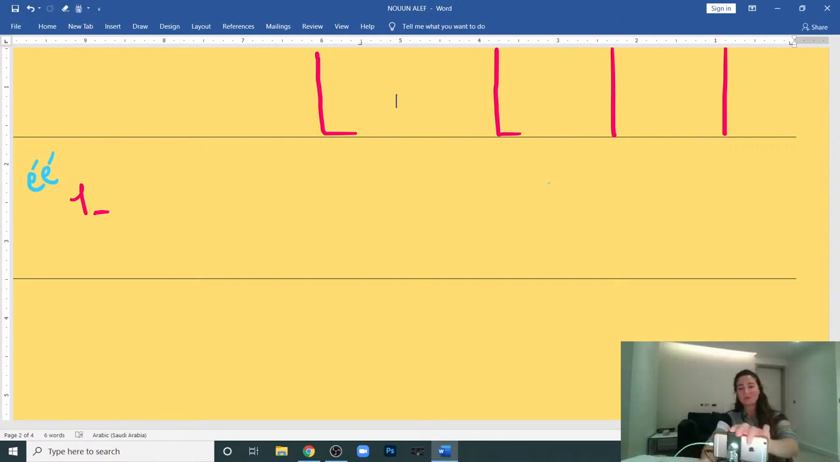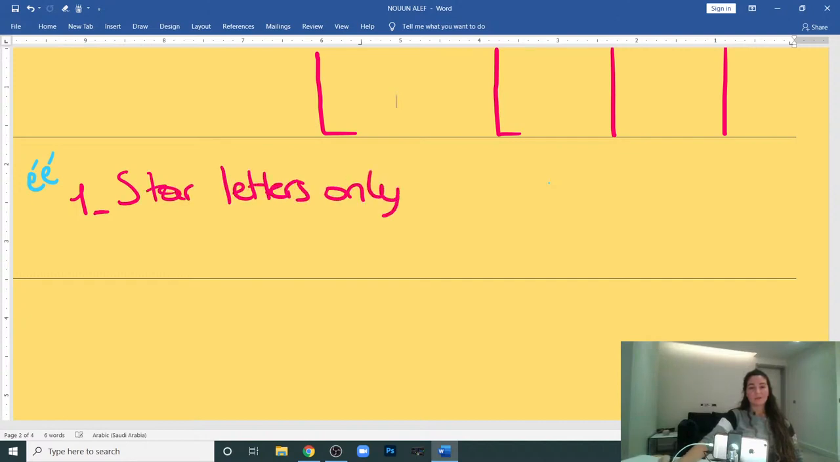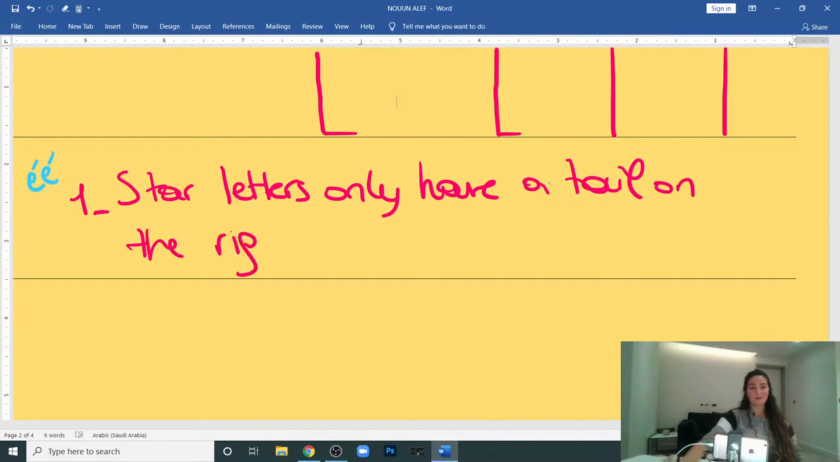One second, let me put this up a bit. So rule number 1, star letters only have a tail on the right side. On the right.